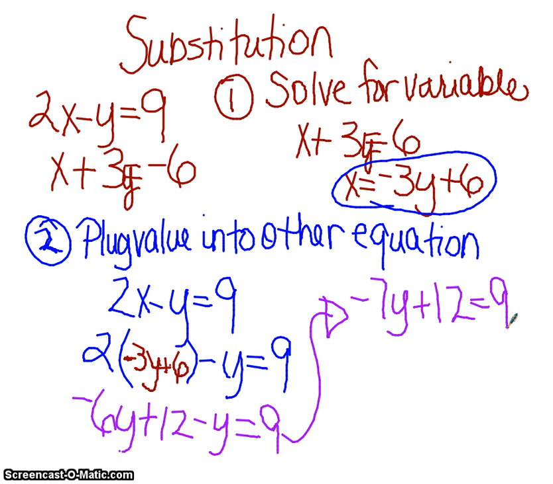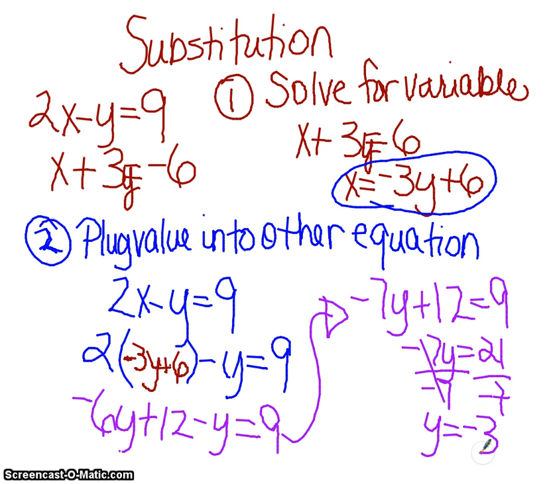I take 12 to the other side. I get negative 7y equals 21. Divide both sides by negative 7, and I get y equals negative 3. So now I have my y. Take a moment, write that down, and we're going to go to step 3. Pause here if you don't have all this, because we're going to move on to step 3 now.